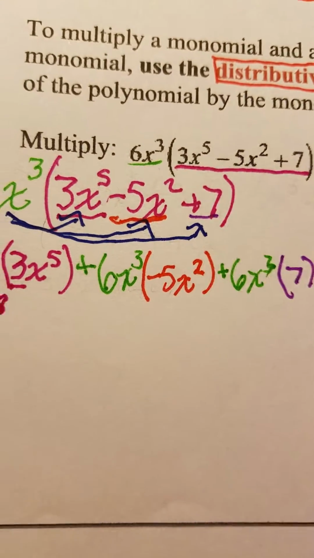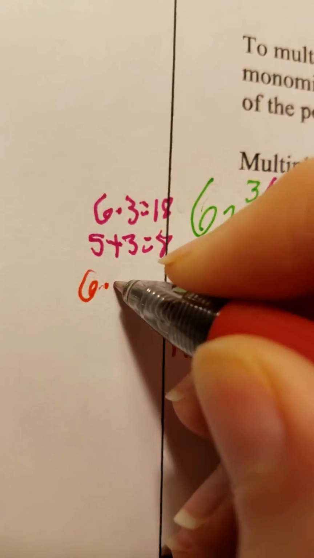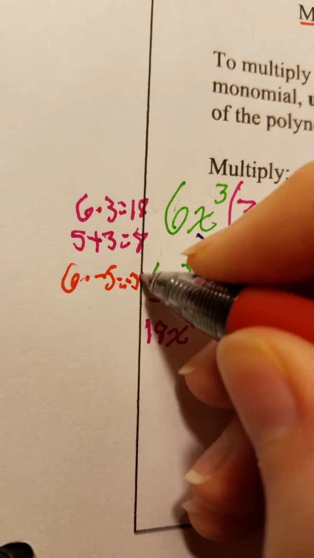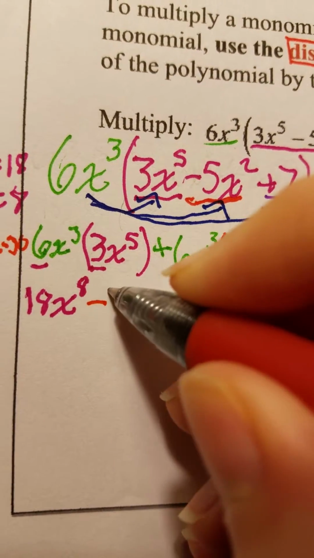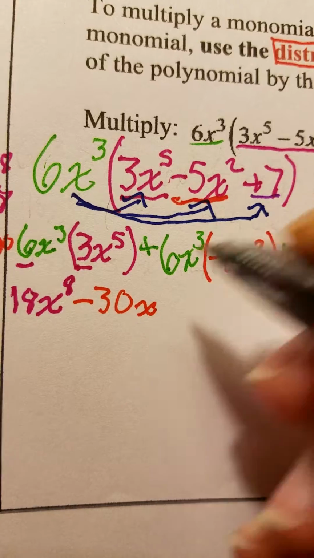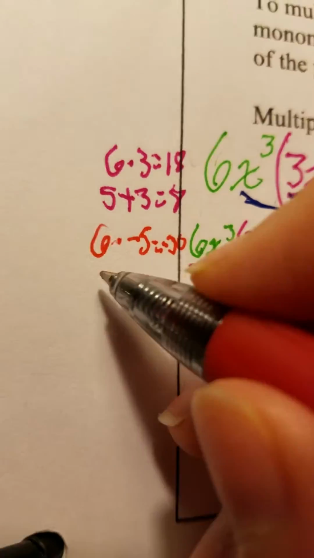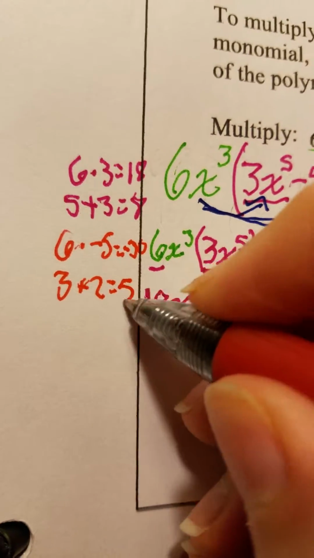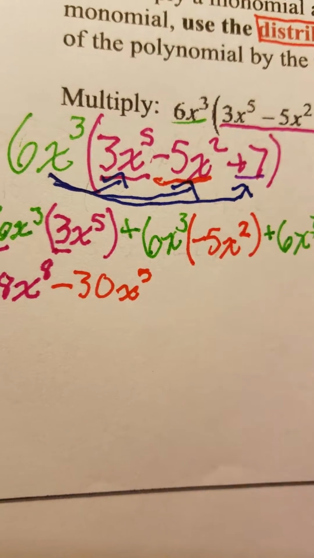Okay, you move on to the second one over here. So 6 times negative 5, what is that? Negative 30. So then you know that you have a negative 30 right here, and you take your x and stick it down there. Then you look at your exponents, which are 3 and 2. What is 3 plus 2? Well, 3 plus 2 is 5. So that will give you negative 30x to the 5th.